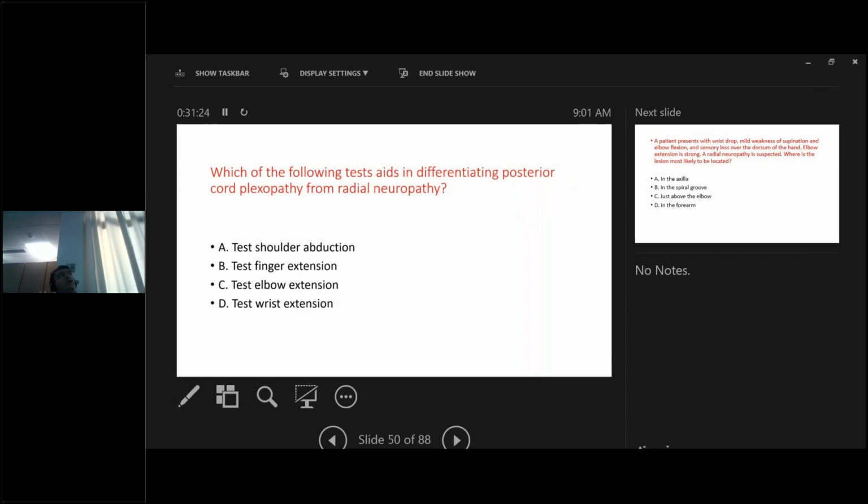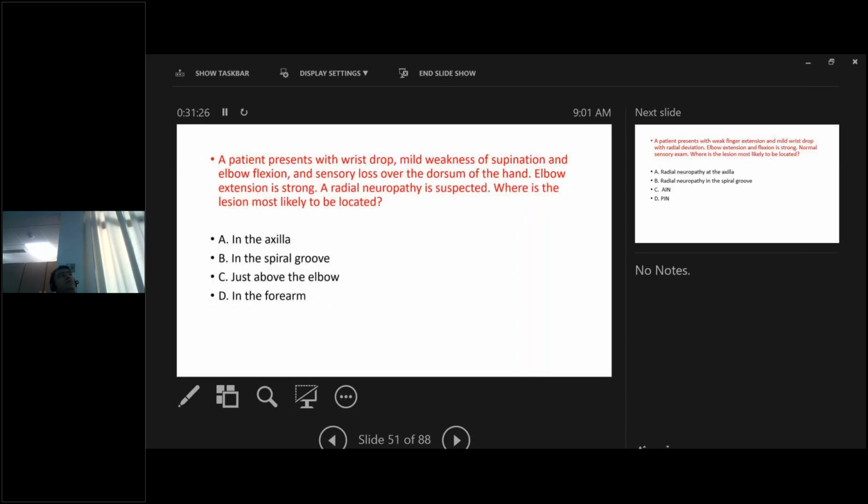Okay. And Abu Nayeb? Patient presents with wrist drop, mild weakness of supination and elbow flexion, and sensory loss of the dorsum of the hand. Elbow extension is strong. Radial neuropathy is suspected. Where is the lesion most likely to be located? Just above the elbow. It's above the elbow, but where above? Spiral groove. But remember, he has mild weakness of the supination because the biceps is still intact.